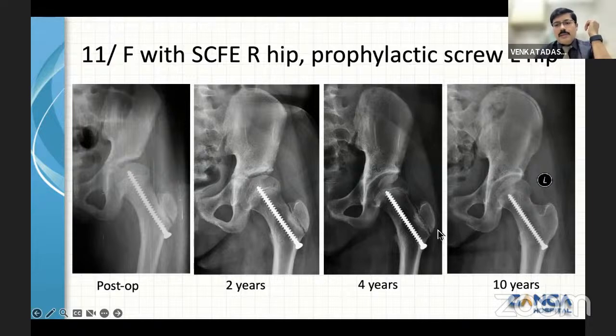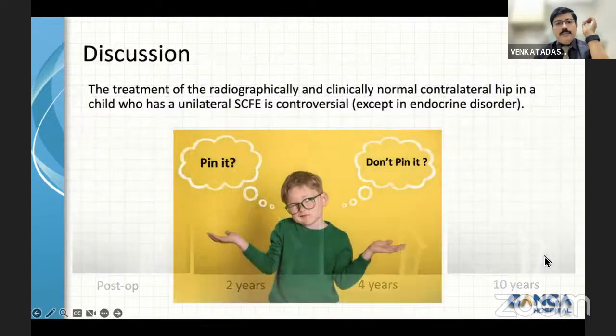Whenever you see this, there is an indication to do an exchange screw fixation or add a second screw, particularly if you feel that the patient is high-risk, if the patient is obese or an endocrinopathy is there. This patient was not in that category, so we just observed and he did fine.